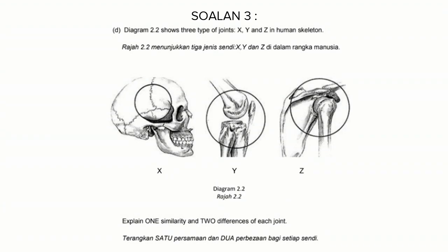Tengok diagram, sendi Y ialah di bahagian lutut. Lutut boleh gerak, but only is 180 degree. Lutut only can move 180 degree only. Okay? This is called hinge joint. It's movable joint, but the name is called hinge joint. Macam pintu, hinge joint. Can only move maximum is 180 degree. Daripada sini, habis 180 degree. Itu saja. Dia tak boleh berputar.